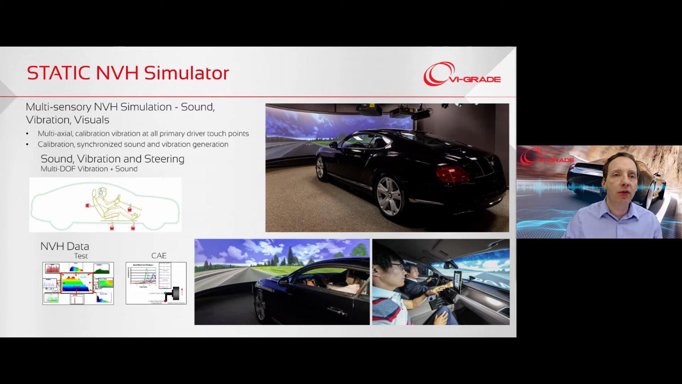The static NVH simulator adds calibrated, multi-axial, independent vibration at all driver touchpoints. Built into the shell of a complete vehicle with expansive visuals, it provides the evaluator with the full context of being in a real car. Vibration is inextricably connected to the perception of sound in the vehicle, and vice versa, especially below 100 Hz. And to accurately assess sound and vibration at lower frequency, it is vital that the correct levels of vibration are delivered to all driver touchpoints independently.